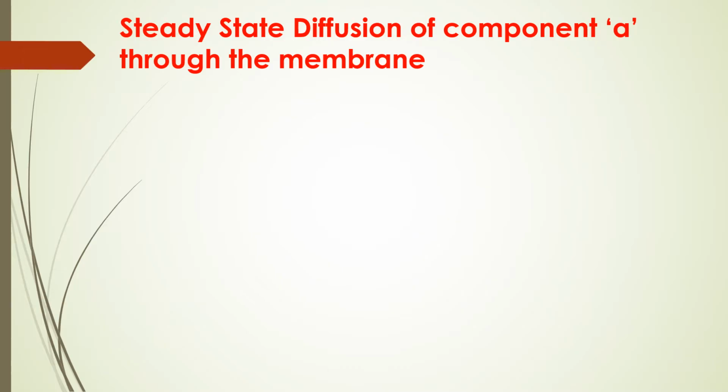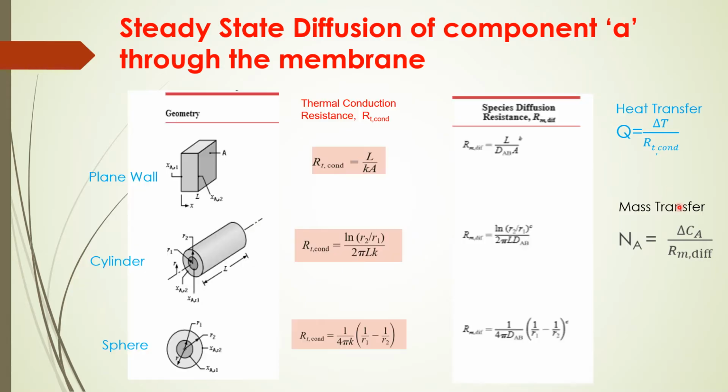First, we will see the steady state diffusion of component A through the membrane. Actually, this is similar to the steady state conduction through a wall. In heat transfer, the conduction equation is Q equals delta T by R_T conduction, that is the thermal conduction resistance. Similarly, here in mass transfer, the mass transfer is equal to the concentration difference divided by R_M diffusion, the mass transfer diffusion resistance. So the equations are similar for heat transfer and mass transfer.